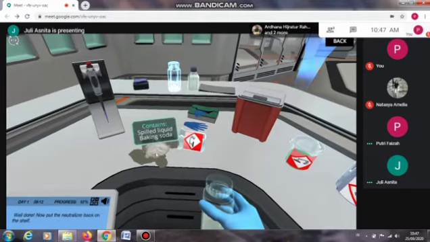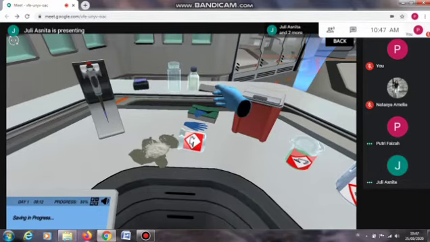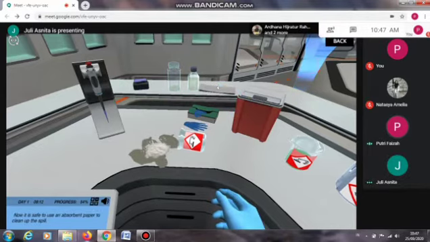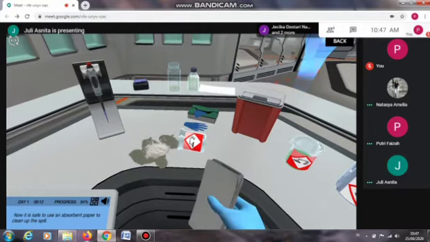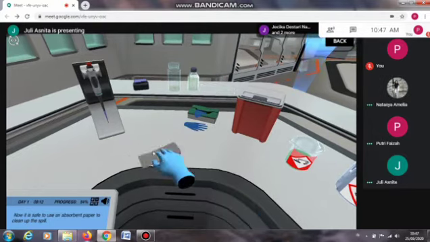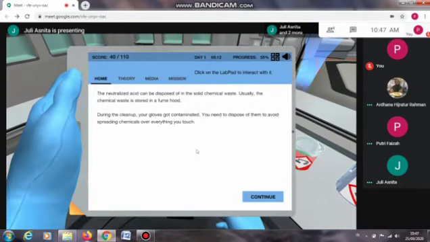Well done. Now put the neutralizer back on the shelf. Now it is safe to use an absorbent paper to clean up the spill. Absorbent paper. The neutralized acid can be disposed of in the solid chemical waste.